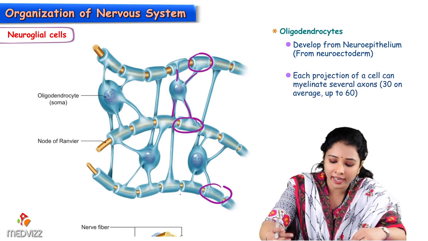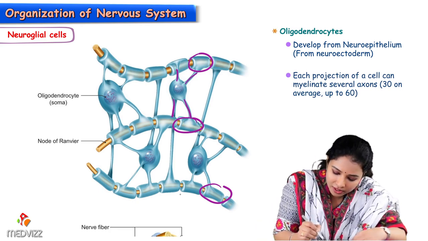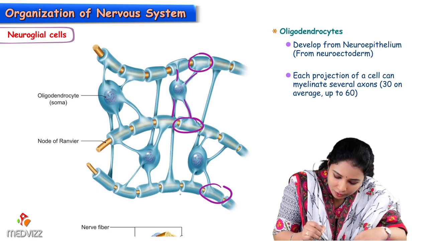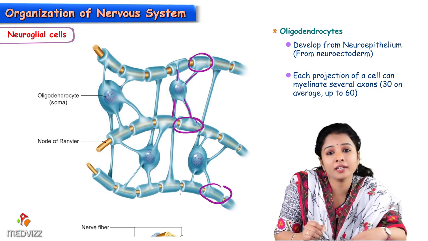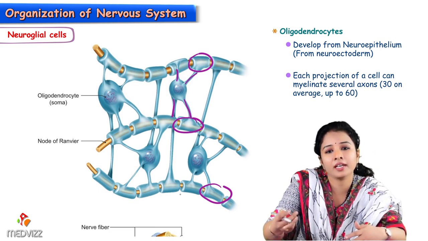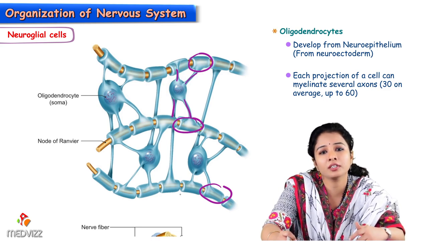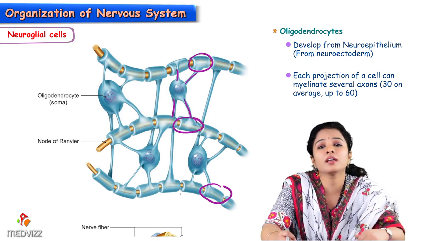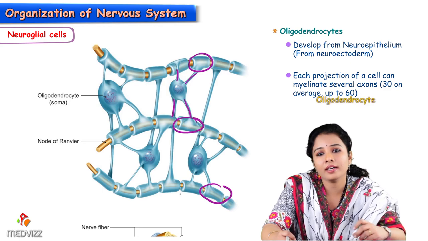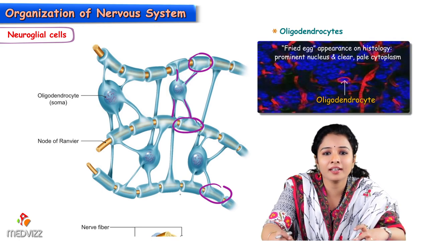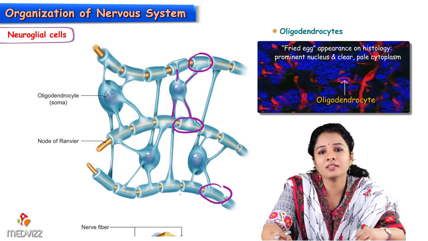Each projection can myelinate. We can see here in this picture that it can myelinate more than one, but actually it can myelinate 30 up to 60 axons. And it appears like a fried egg under histological view, with a prominent nucleus and a clear, pale cytoplasm.